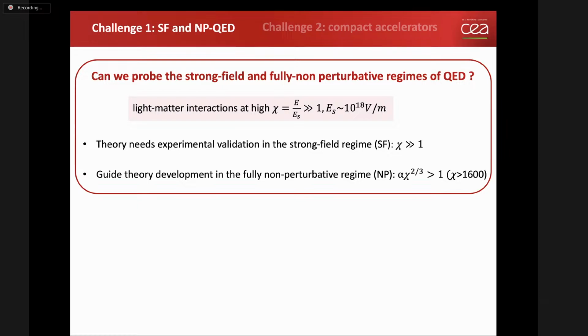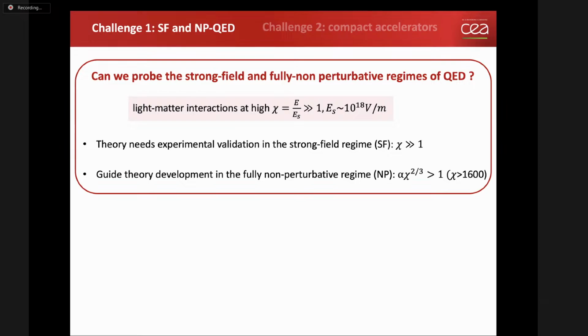And why is it important to probe this regime? The first thing is that for the strong field regime, although theory has been developed in the 1970s, until now it has been barely explored in experiments. So it is terra incognita experimentally. And it is very important to validate the theoretical models at chi much larger than unity that have been developed in the literature. So this is the first thing.